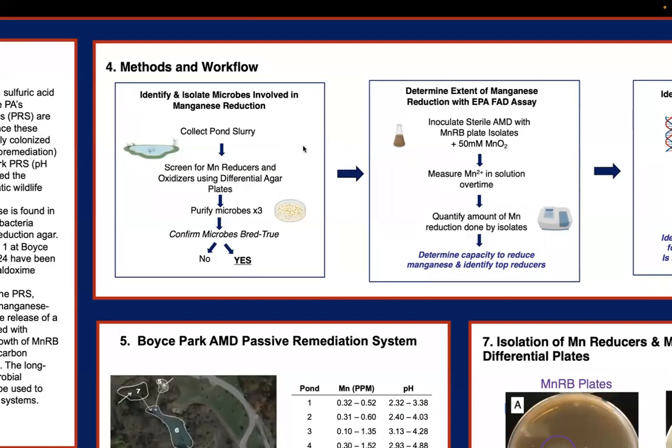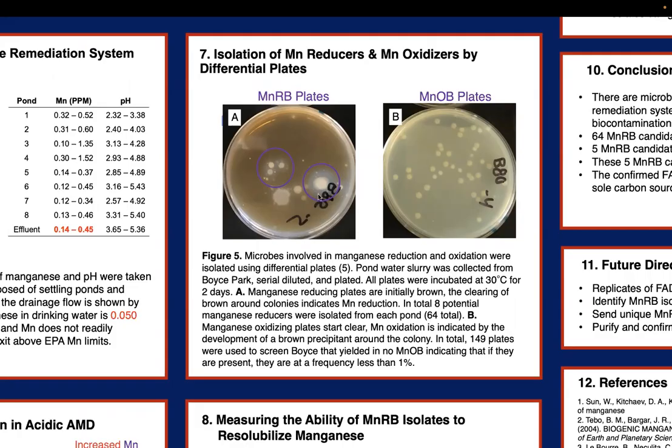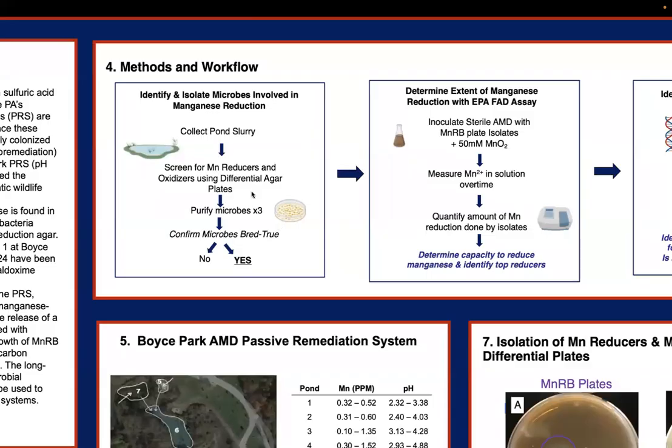The manganese reducing plate starts out with this brown color, and then you'll have this clearing if they're capable of reducing manganese. The manganese oxidizing plates start out clear, and then they'll have the development of brown precipitates if they're capable of oxidizing manganese. We didn't find any manganese oxidizers in the 149 places that we screened. So if they are present, they're present at a frequency of less than 1%. However, we did find manganese reducers throughout our system, and we isolated 64 candidates.